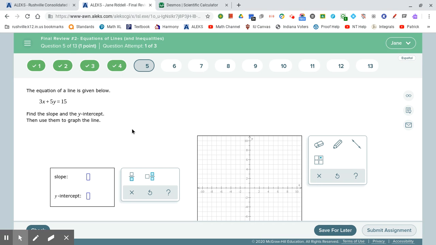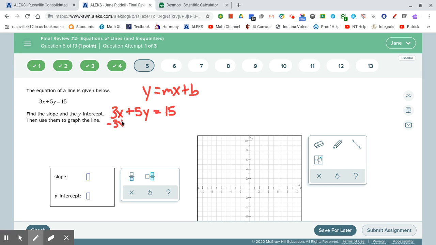Question number 5, I want to do the same way that I did the other ones, where I want to know what my y equals mx plus b is. But for this one, you're going to be given your equation in standard form. So first, before you can identify your slope and your y-intercept, you need to solve for y. So notice I need to get y by itself. Y is attached to 5, but this 3x term, notice x should be on the right side. This is on the left side. I need to move it.